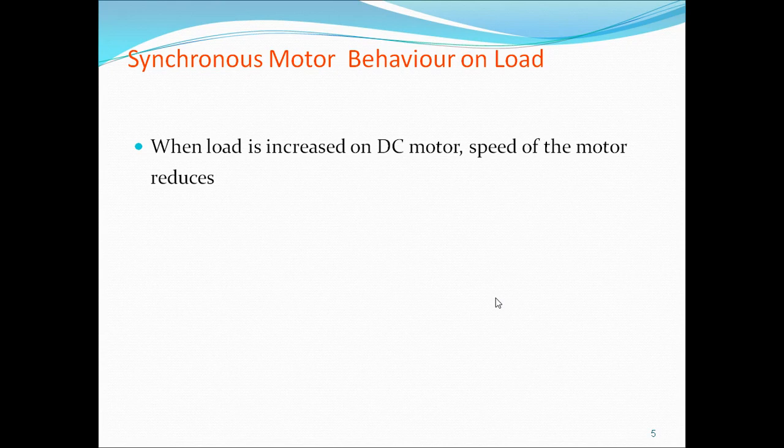So, synchronous motor behavior on load. When load is increased on a DC motor, what happens? Its speed is reducing.